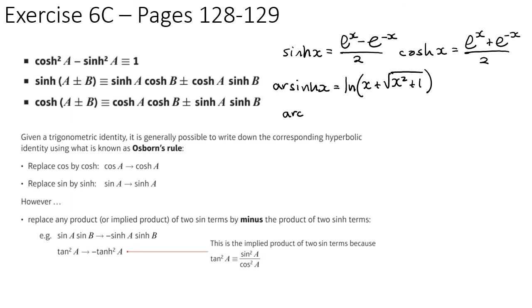And arccosh x is log of x plus, now I'll put the minus in a moment, but I'm going to put that little thing we need to remember, the square root of x squared minus 1. So we can have the minus as well, and we only have the minus if cosh x is greater than 1.